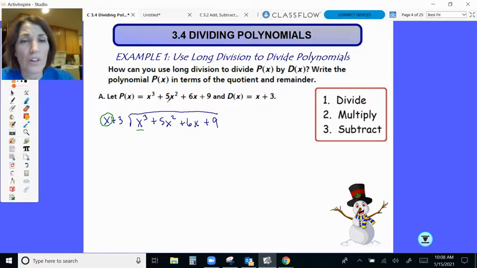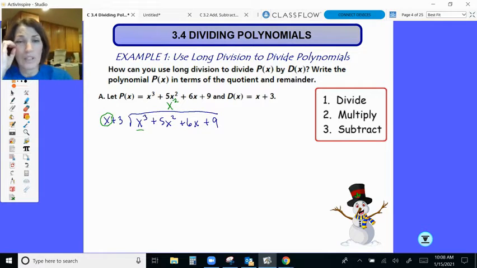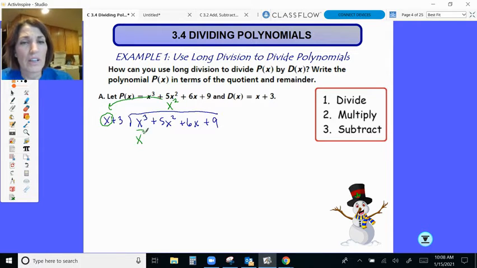And that's going to go up here above the x squared. So we'll line up our terms, kind of like what we do with our numbers. We line up the hundreds or line up the tens. Okay, then we're going to multiply, and we distribute when we multiply. So x squared times x is x cubed, and x squared times 3. It's like the distributive property; we have to multiply by both terms. That's going to be plus 3x squared.